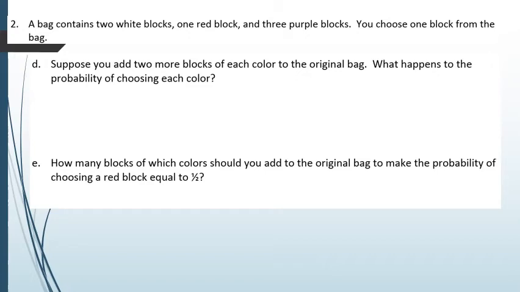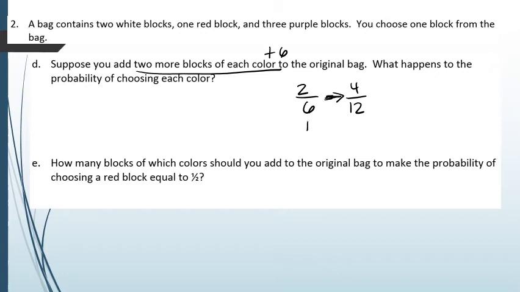Now let's look at part D. A bag contains 2 white blocks, 1 red block, and 3 purple blocks, so the same bag as before. But now we're going to add 2 more blocks of each color to the original bag. So if you think about what's happening here, I had 2 white out of 6, and I'm going to add 2 more of each color. There's 3 colors, so that means I'm going to be adding 6 total blocks. So when I add 2 whites, I'm now going to get 4 out of, and I added 6 total blocks, so 4 out of 12.